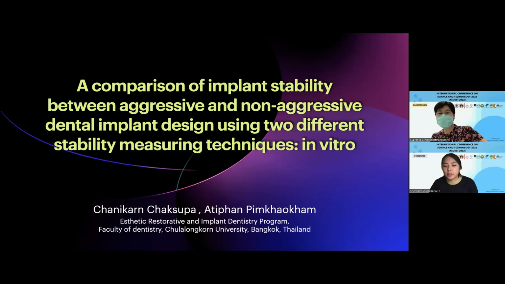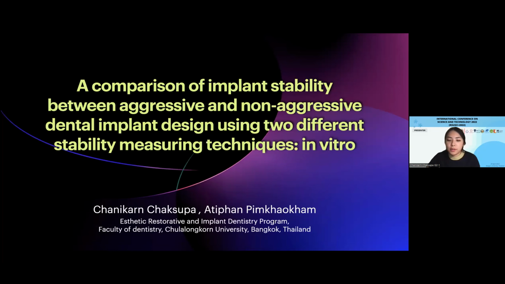The topic of my research is a comparison of implant stability between aggressive and non-aggressive dental implant design using two different stability measuring techniques: an in vitro study. My advisor is Dr. Atipan Kimkhao.